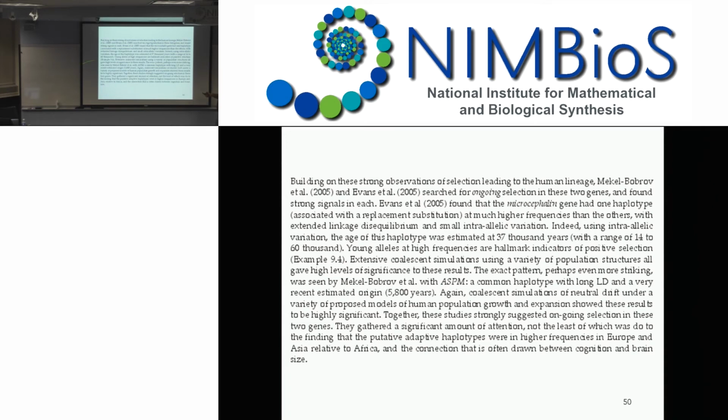So because this study showed evidence of selection in the great apes, evidence of excessive replacement in going from humans to chimpanzees, and evidence of apparent selection in the human population, these long haplotypes, what got people excited was the putative adaptive haplotypes were higher in frequency in Asia and Europe than Africa.